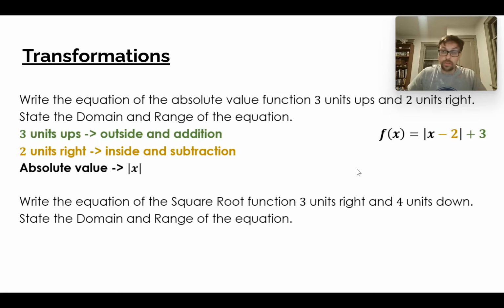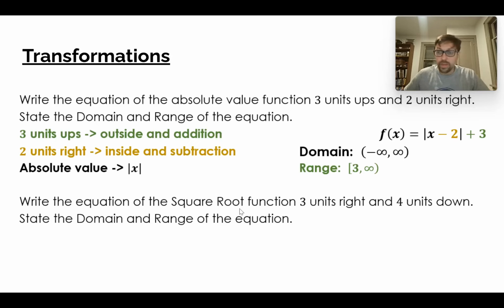When we talk about the domain and range for this thing, the domain is not going to change because it's going to be negative infinity to infinity. Yes, this 2 units to the right should change it, but negative infinity plus 2 is still negative infinity, and infinity plus 2 is still infinity. We are going to see a change in our range, though, because the outside is going to add to our range. So that normally shows up for an absolute value graph is going to go, instead of 0 to infinity, it's going to go 3 to infinity, 0 plus 3.